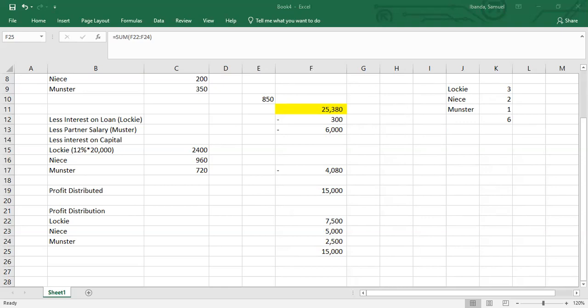Now, after you've drawn up your appropriation account, yours is to continue with the rest of the accounts. Like they indicated, they asked us to draw up our current account, and then they also asked us to draw up the capital account. Now, the capital account and the current account take a T format.